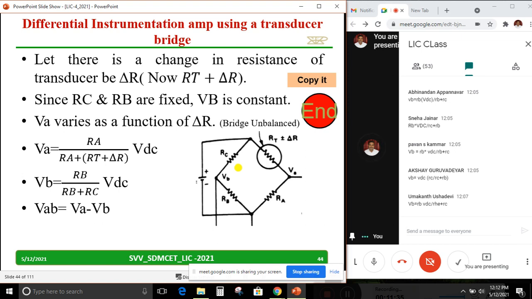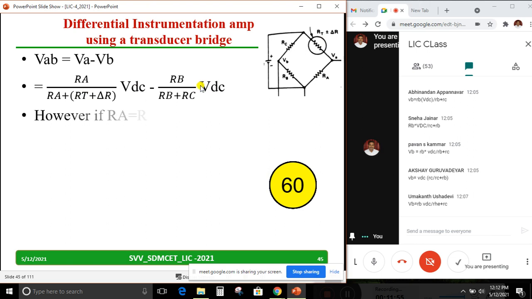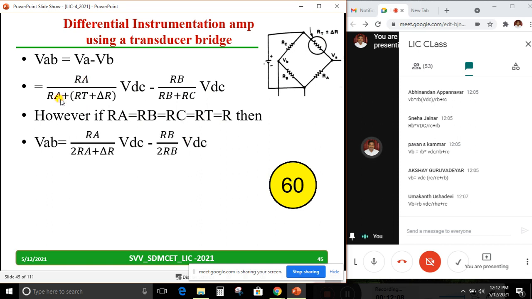Now, simply I'll fill in those values. VA equal to RA by RA plus delta R plus RT into VDC. It is the same, RB by RB plus RC into VDC. I'll just fill in, I'll simplify, VAB equal to, I'll get it. So let me go to the next step. If I assume RA equal to RB equal to RC equal to RT equal to R, then the equation becomes VAB equal to RA divided by 2RA plus delta R into VDC minus RB by 2RB. I am taking RC equal to RB, hence it becomes 2RB. VDC I am keeping as it is. So next, what do I do?